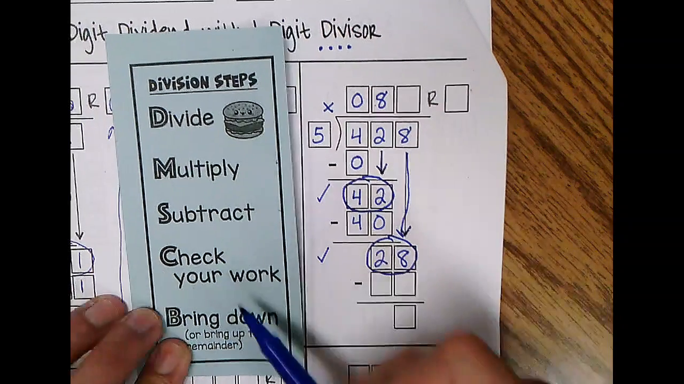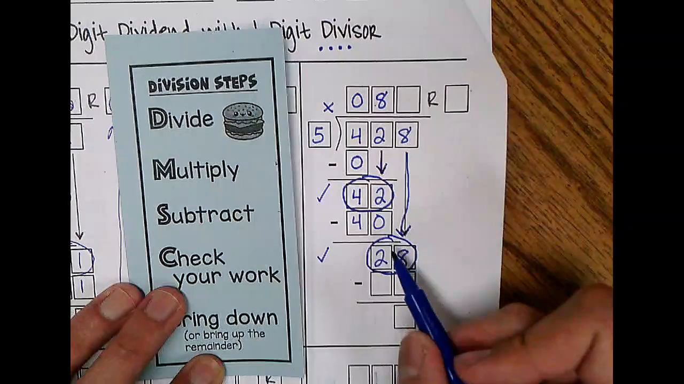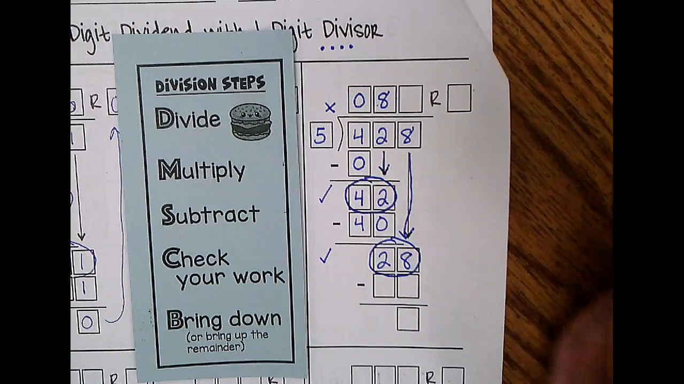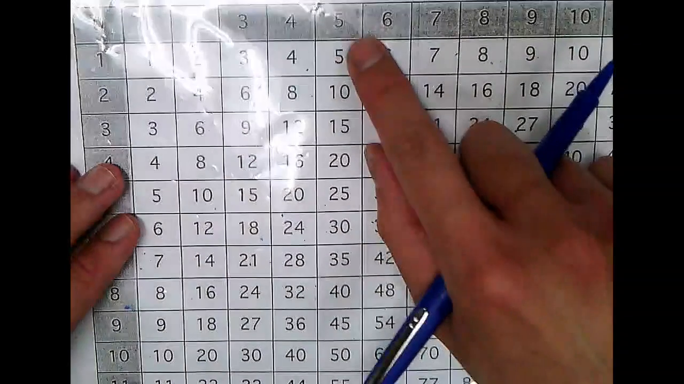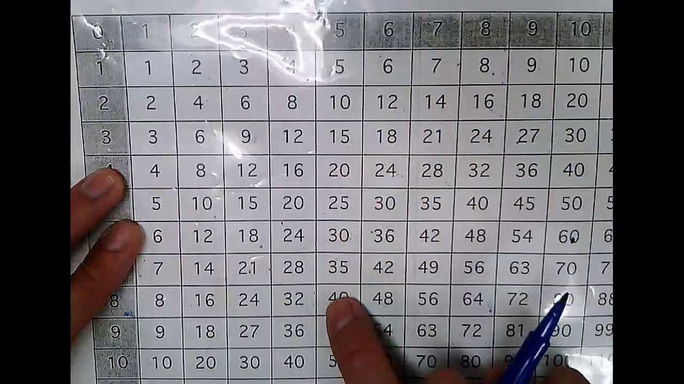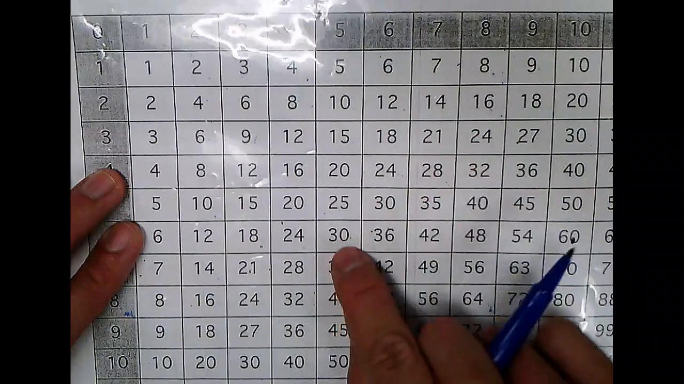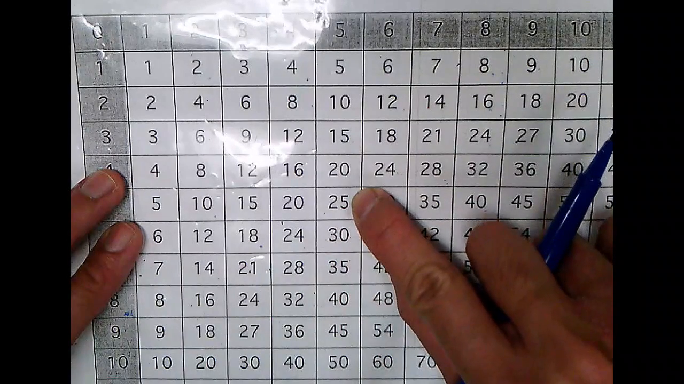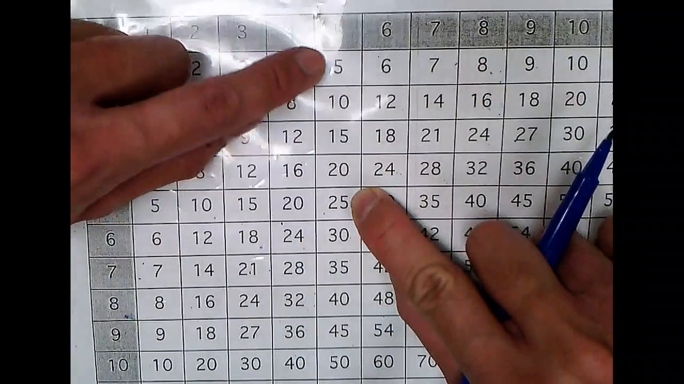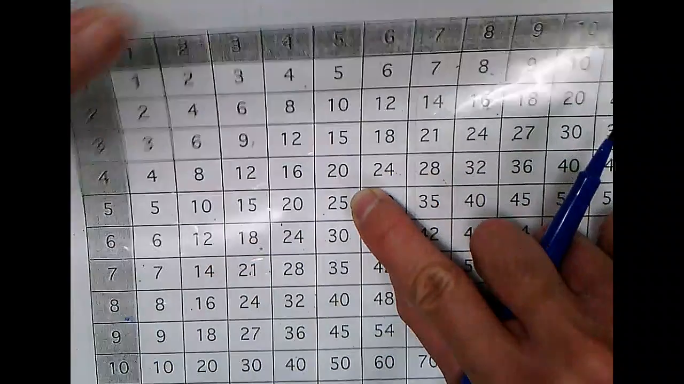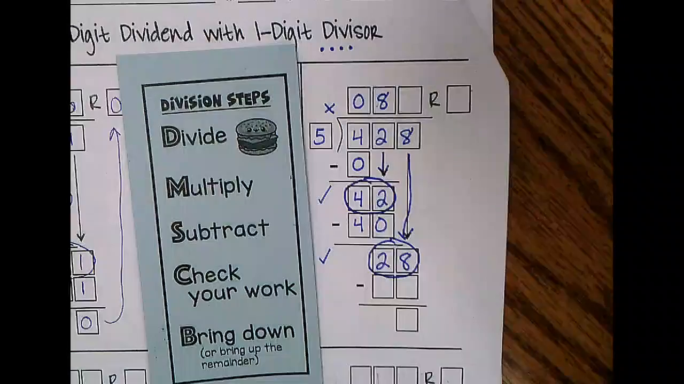So start the steps all over again. So now I'm going to do 28 divided by 5. So again, think to yourself, how many groups of 5 can I make with 28? So I'm going to look under my 5, and I do not see 28 on here. So I'm going to use a number smaller than 28, which is 25. How many groups of 5 does it take to get there? 1, 2, 3, 4, 5. So it takes 5 groups of 5 to get to 25.